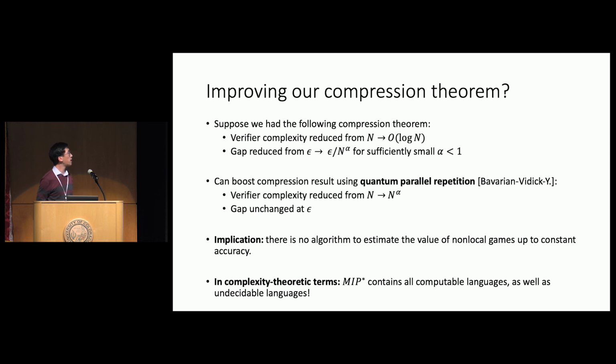And the implication of this is that you can use this compression theorem to show that deciding, approximating the entangled value of games up to a constant would be undecidable. And so there would be no algorithm to do this estimation up to constant accuracy. In complexity theoretic terms, this would mean that this class MIP star would contain all computable languages as well as undecidable ones.